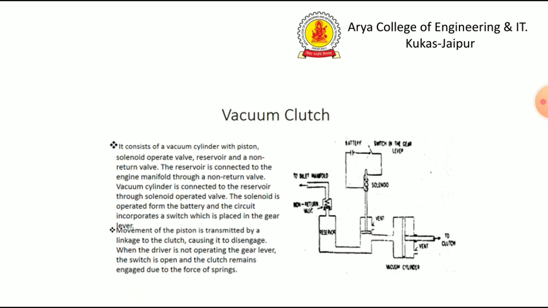Movement of the piston is transmitted by linkage to the clutch, causing it to disengage. When the driver is not operating the gear lever, the switch is open and the clutch remains engaged due to the force of the spring.